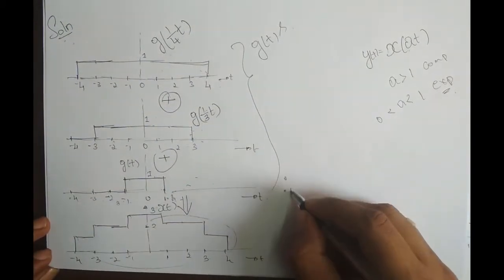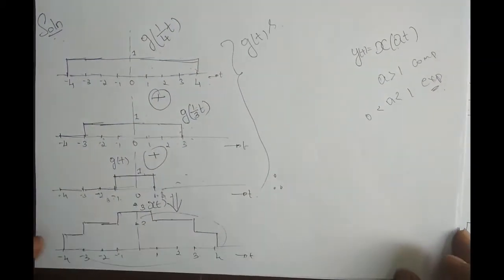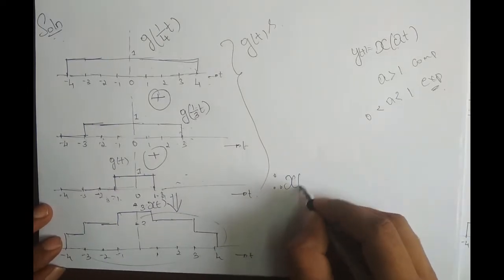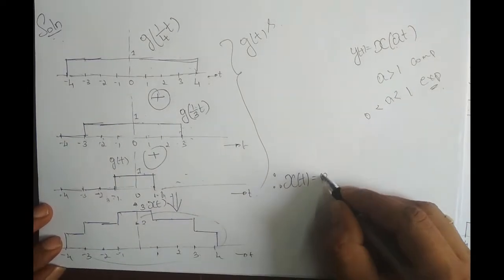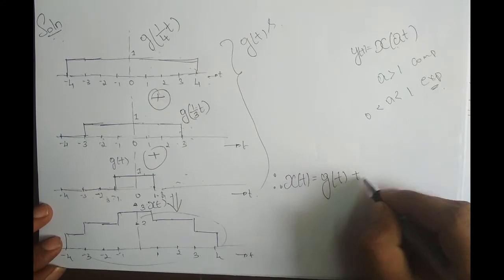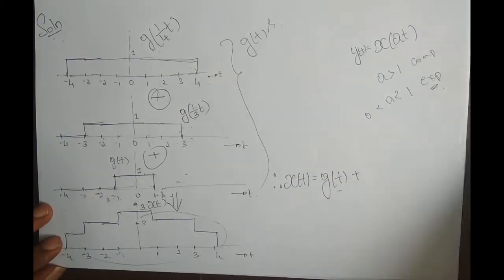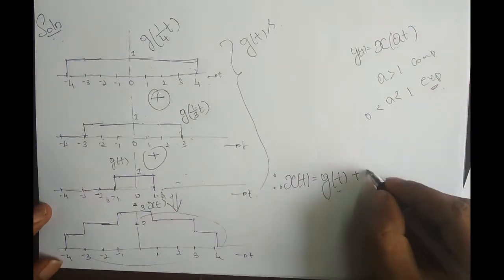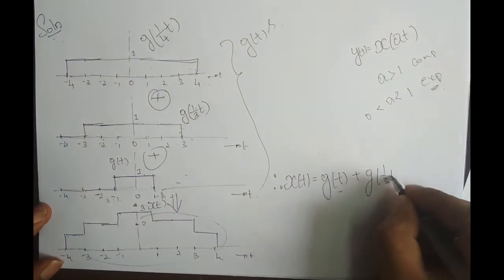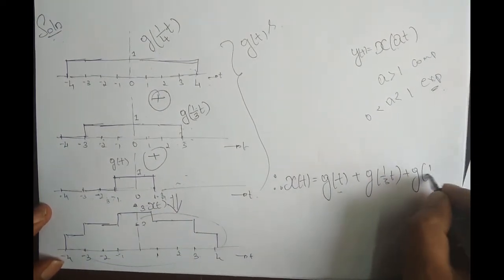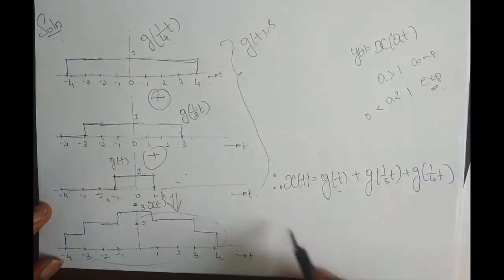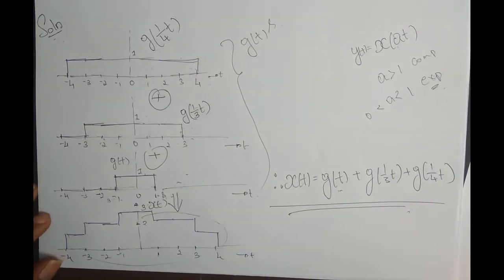So this is not enough, I need to put it in a mathematical equation. Therefore x of t is equal to g of t added with, what is g of t? G of t is given, right? G of t is this signal. G of t added with g of 1 by 3t added with g of 1 by 4t. So this is the solution.